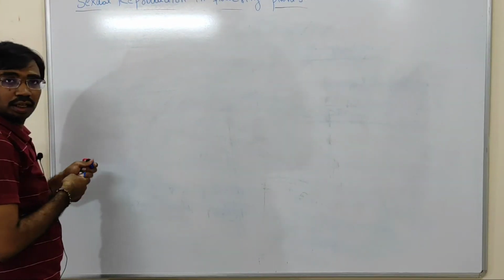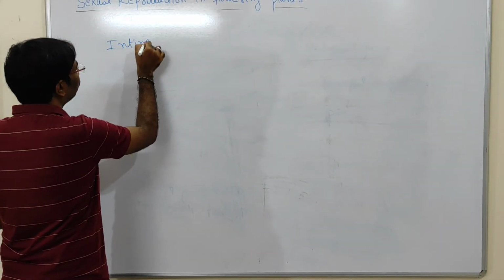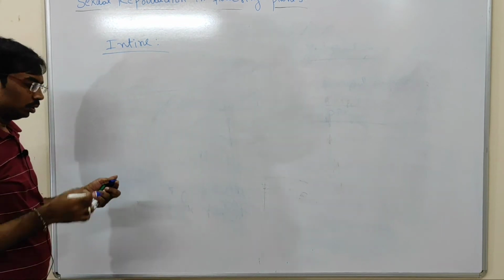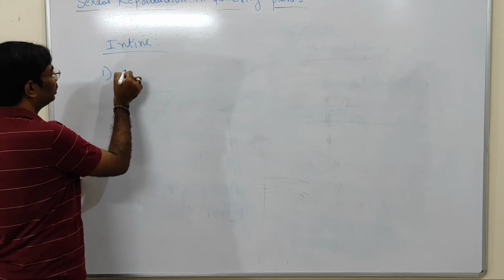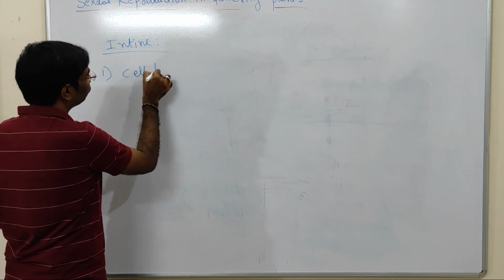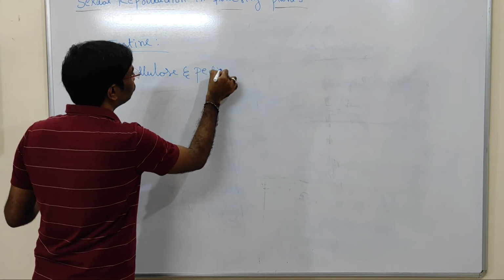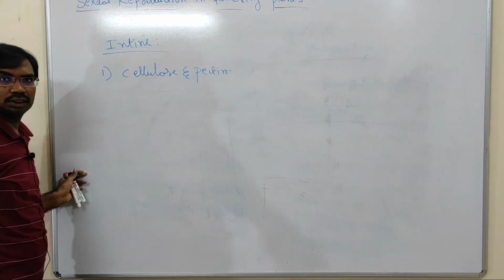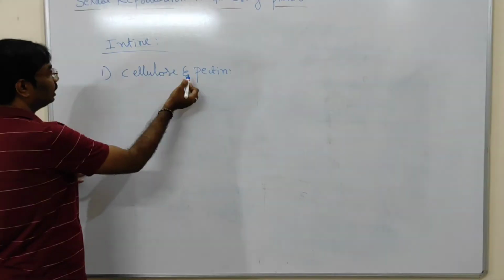Exine we already discussed, then we will discuss intine. What is the meaning of intine? Intine means inner layer. Intine is made by cellulose and pectin. So intine contains two materials, one is cellulose and another one is pectin.